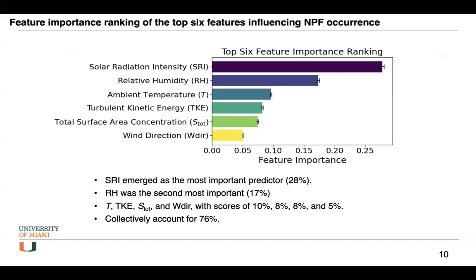On this slide, we do the feature importance ranking of the top 6 features, and we can look at this result and find out that solar radiation intensity plays the most important role at this SGP site, followed by RH and temperature and so on.